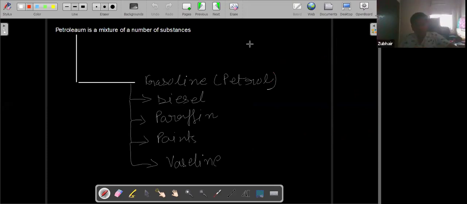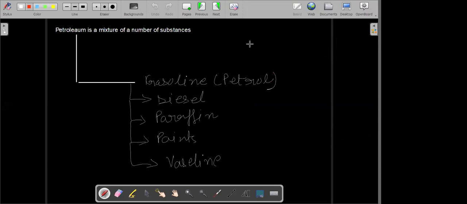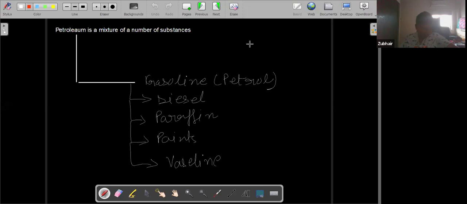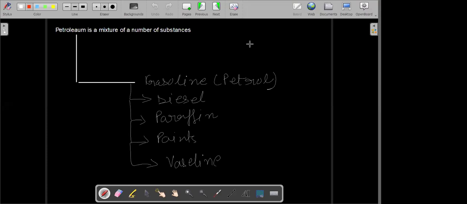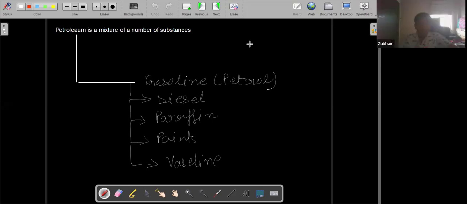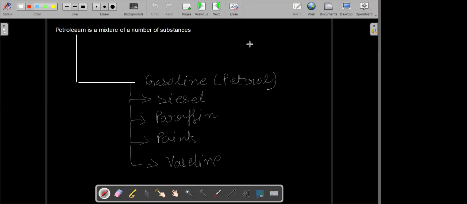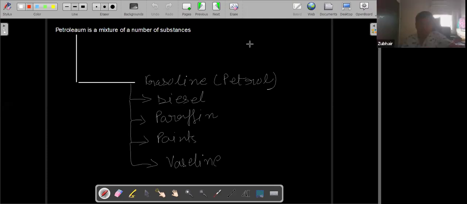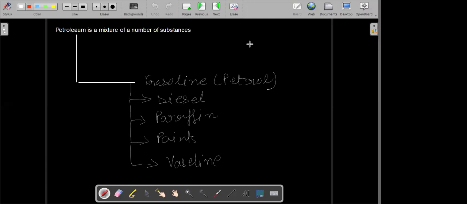What is the difference between an oil refinery and an oil well or an oil field? Sir, in an oil refinery, sir, they try to find oil, sir. Oil wells or oil fields.